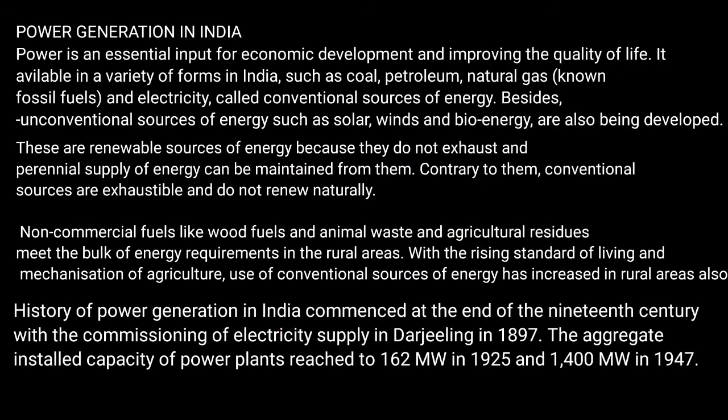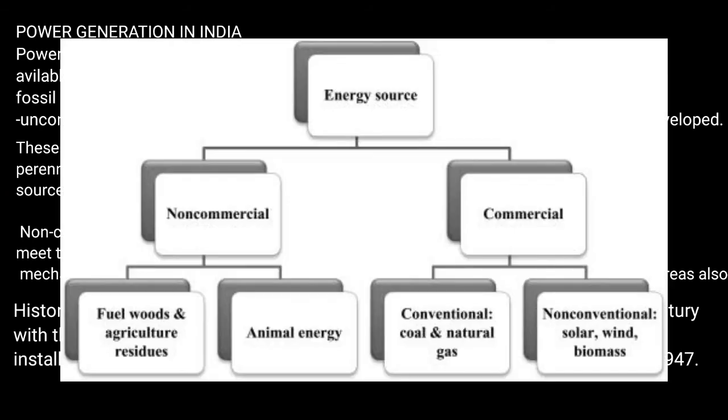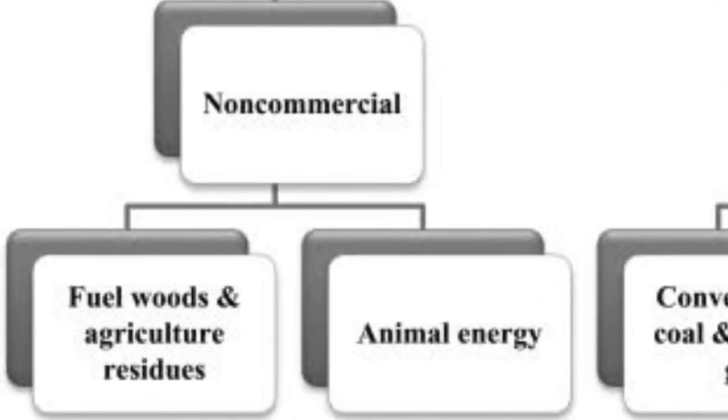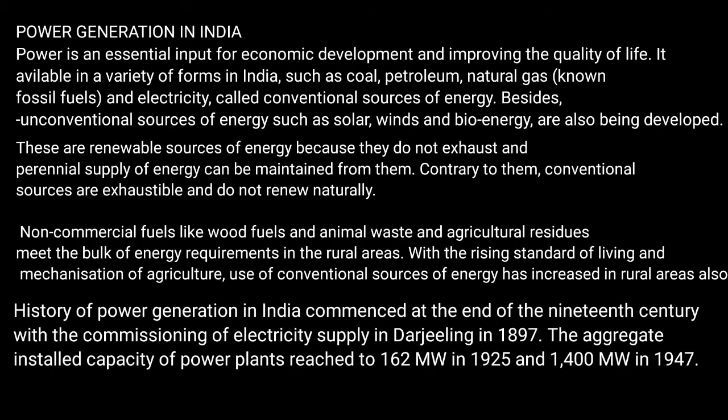These are the renewable sources which do not exhaust and maintain a perennial supply of power. But on the other hand, conventional sources of energy are exhaustible and do not renew naturally. Non-commercial fuels like wood fuel, animal waste and agricultural residues meet the requirement in the rural areas, but with the rising standard of living of the people, the use of conventional sources of energy has also increased in the rural areas.